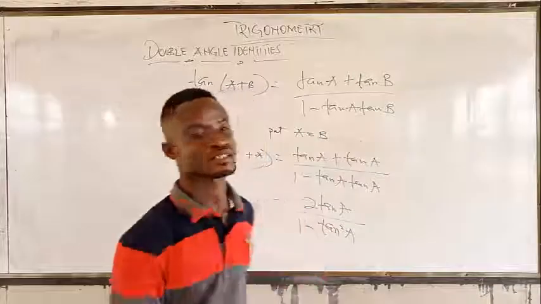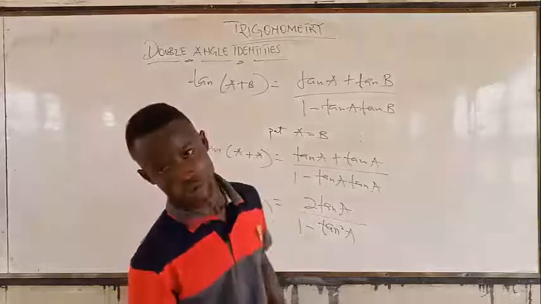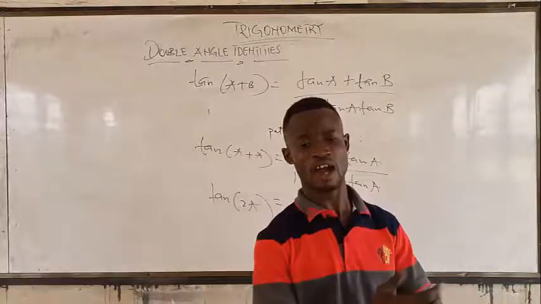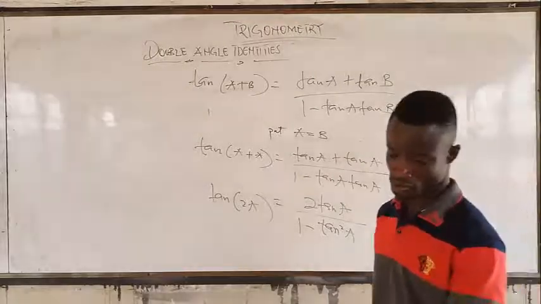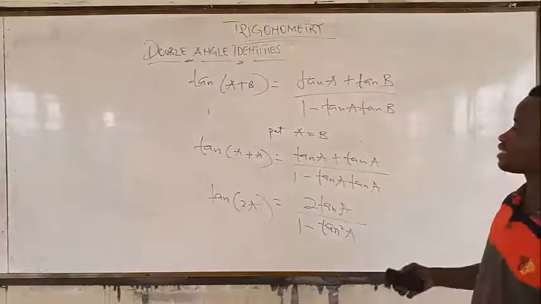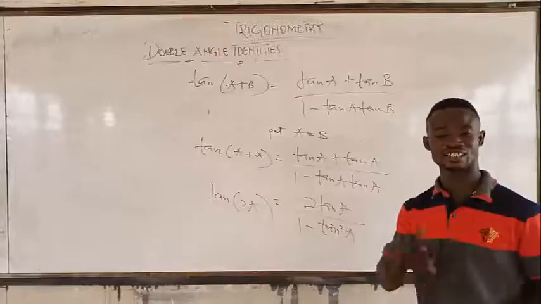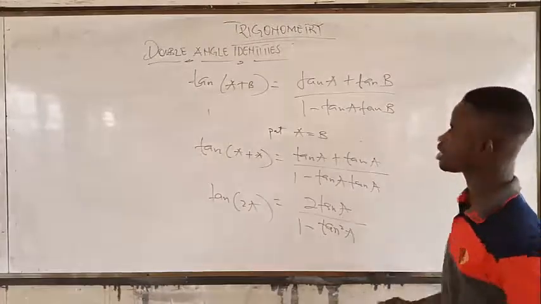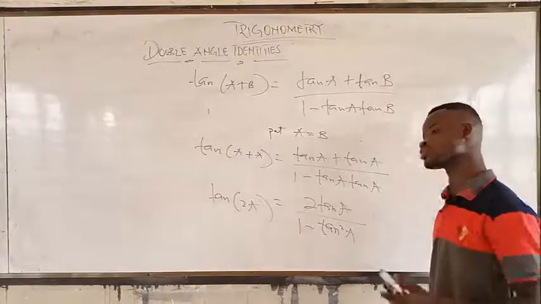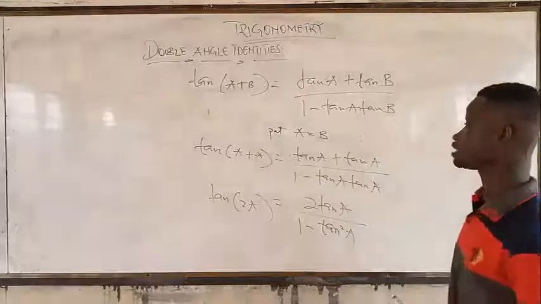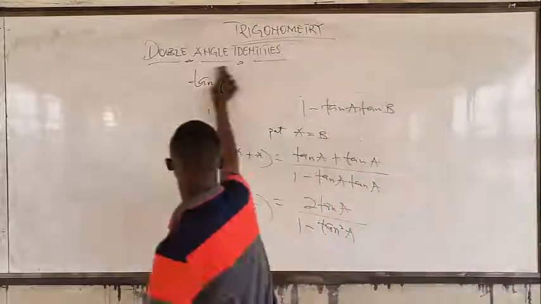It will be very helpful for you to get all these formulas up there, alright? So that it will help you. And one thing about mathematics is that once you know how to derive it, getting it up there is not going to be a stress for you. Very good. So let's move on to solve some questions relating to double angle identity.